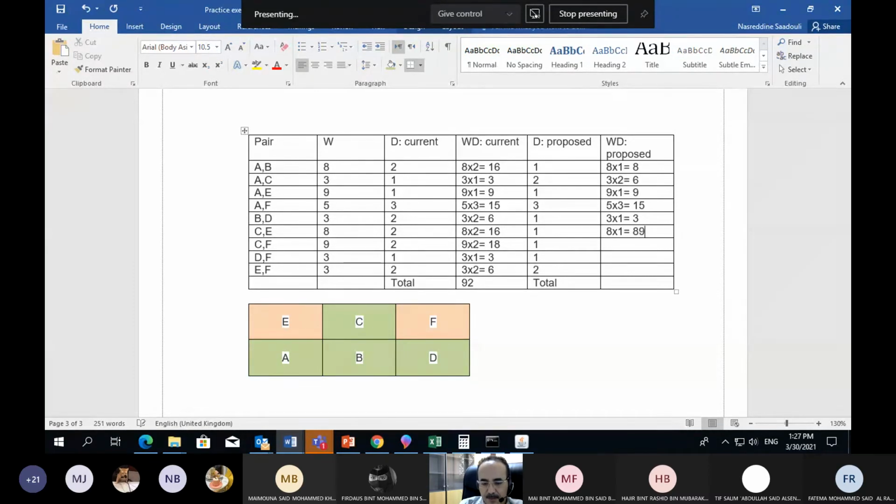Weight is 9. Distance is 1. Okay, the next one. 9. Distance is 1. So 9. Weight is 3. Distance is 1. So 3. And finally, the weight is 3 and distance is 2, which gives us 6. For a total of 67. Okay, great.